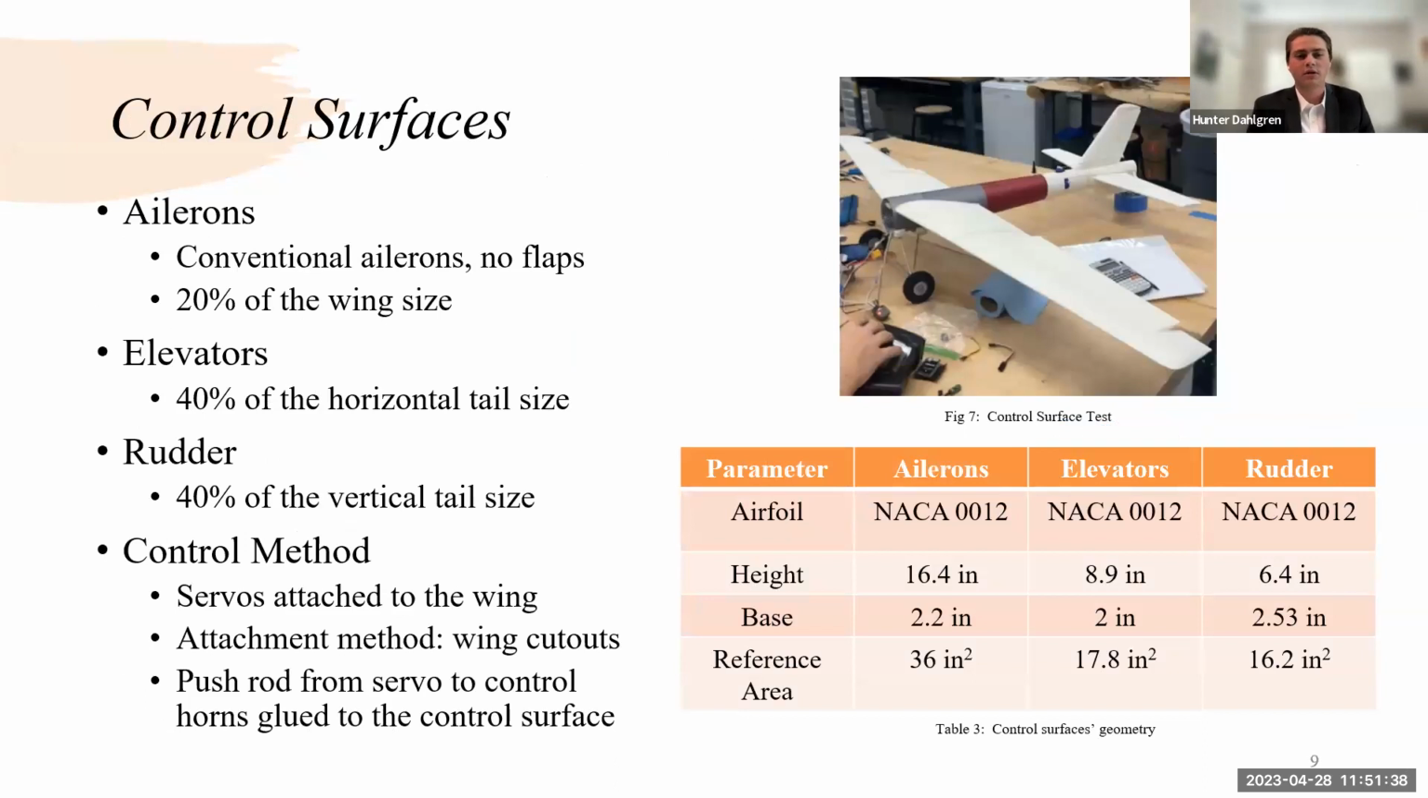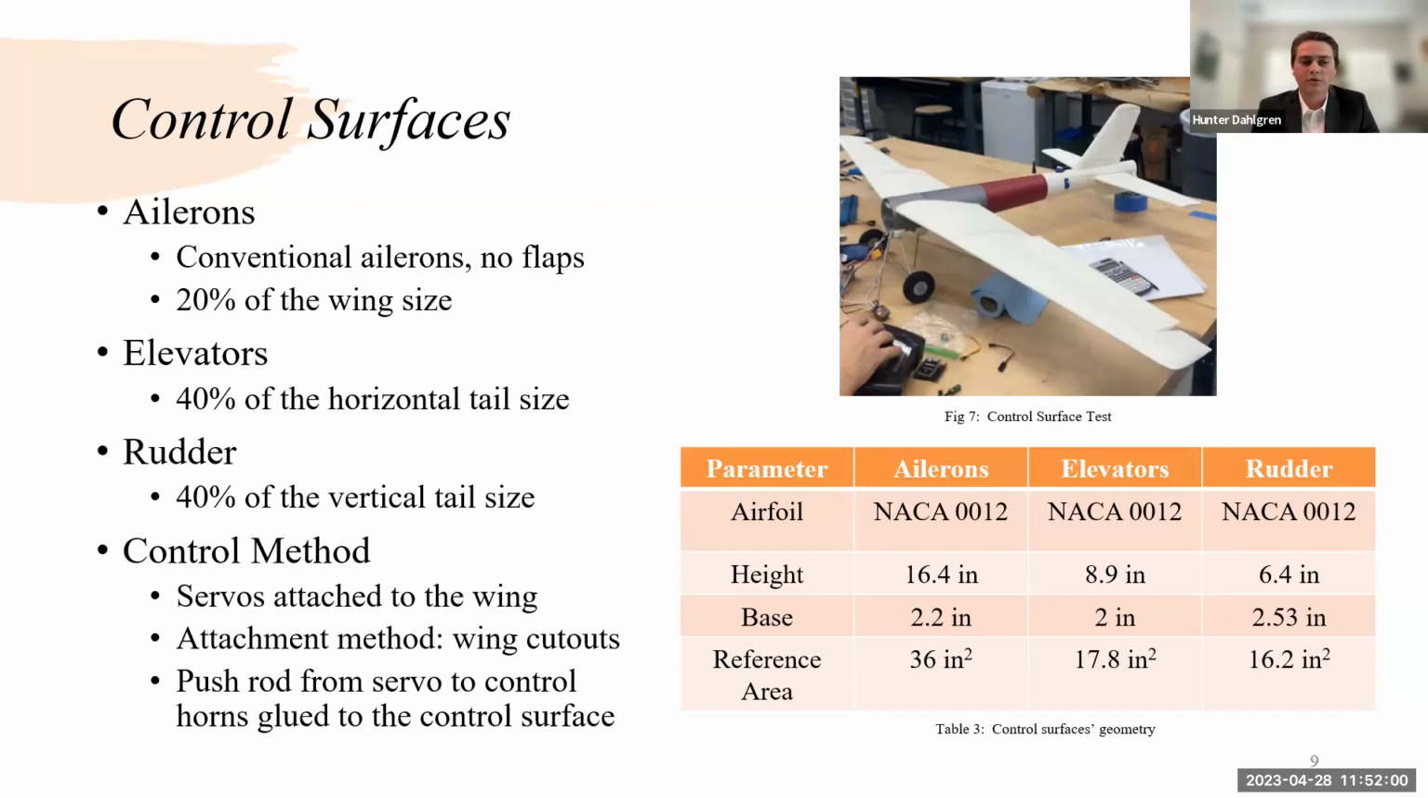For the control surfaces, we opted for ailerons only and no flaps, as flaps are really good for only takeoff and landing and lower speed flight. And then they would add an extra servo, which would complicate the manufacturing process, and we were already at the max amount of servos we could use.